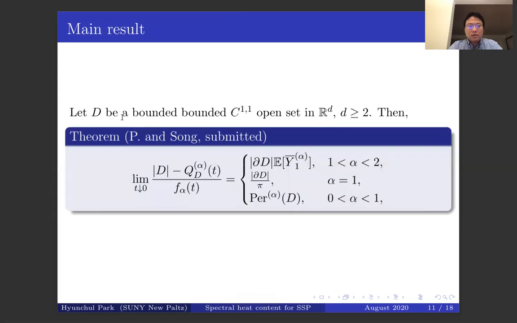So let D be a bounded C^{1,1} open set. A C^{1,1} open set means the boundary of this domain is a C^1 function whose gradient is Lipschitz. So geometrically, it has some nice property that it has interior and exterior ball conditions. We can put two balls at every boundary point of D.